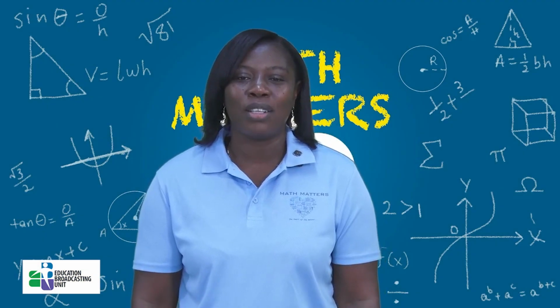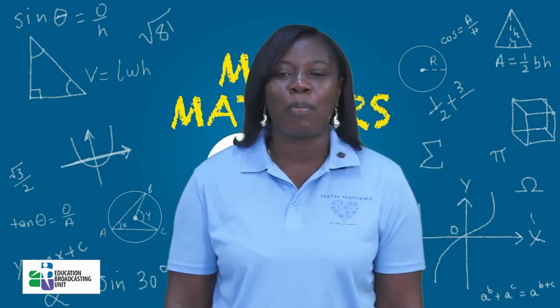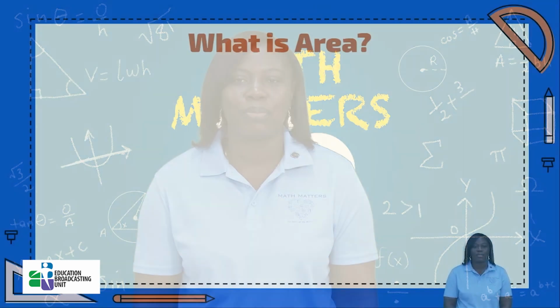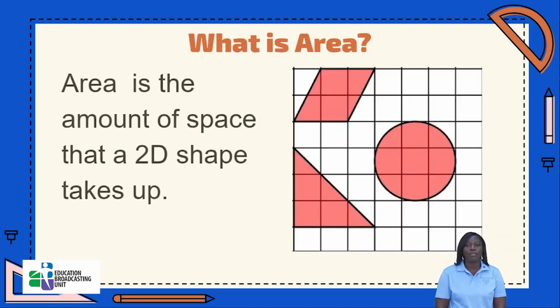Welcome back, everyone. You've learned quite a bit about perimeter, and now we'll take a closer look at area. Area is the amount of space taken up by a 2D shape. Think about all the spaces around you. The space taken up by a football field, the space taken up by your desk at school, and even the space taken up by the paper you're writing on as we speak. All those spaces can be calculated by finding the area.